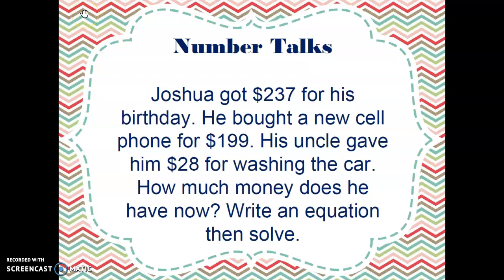Let's look at today's number talks. Joshua got $237 for his birthday. He bought a new cell phone for $199. His uncle gave him $28 for washing the car. How much money does he have now? Write an equation and solve. Go ahead and pause this video, solve the problem, and then come back so that we can compare our answers.